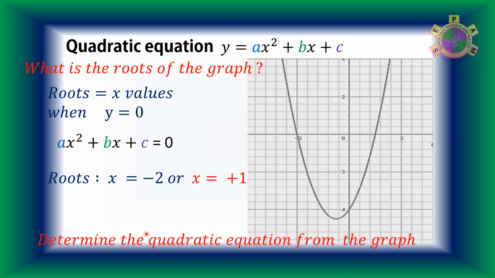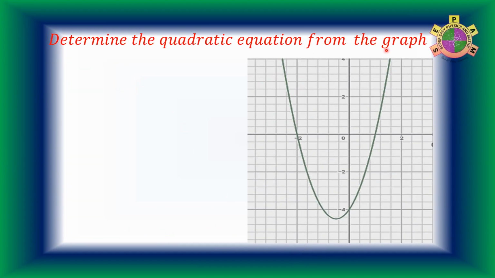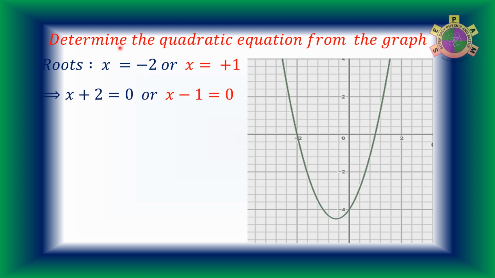So let's determine the equation. What is going to be the equation of this graph? Let's do that practically. To determine the equation, you have to rearrange the roots. If x equals -2 or x equals +1 are the roots of the equation, you rearrange it, collecting like terms. So we have x plus 2 equals 0. And then this +1, transfer it the other way, becomes x minus 1 equals 0.